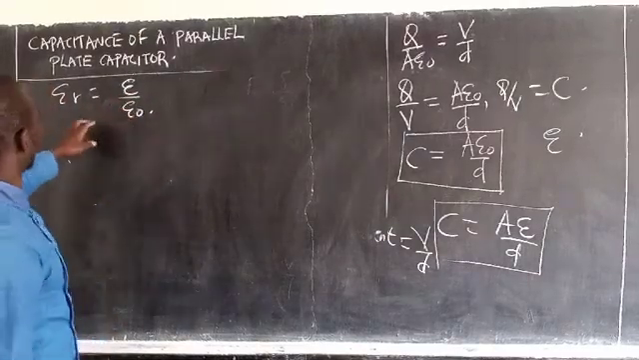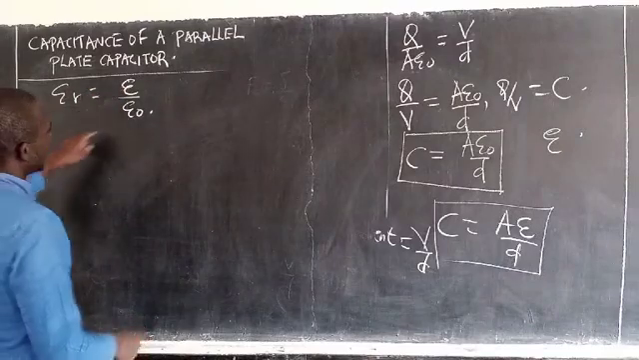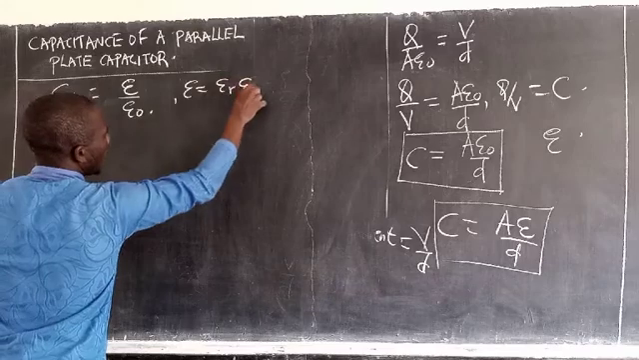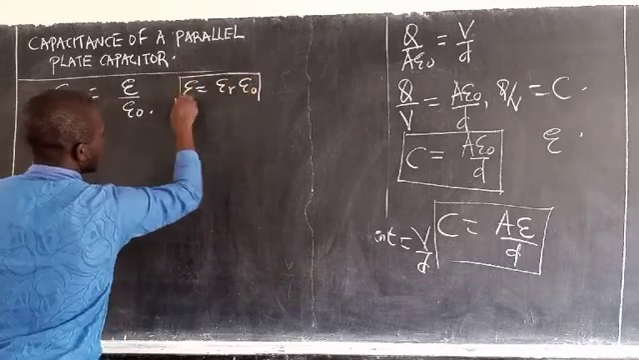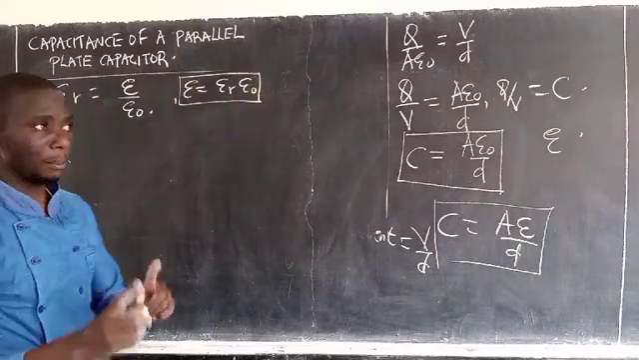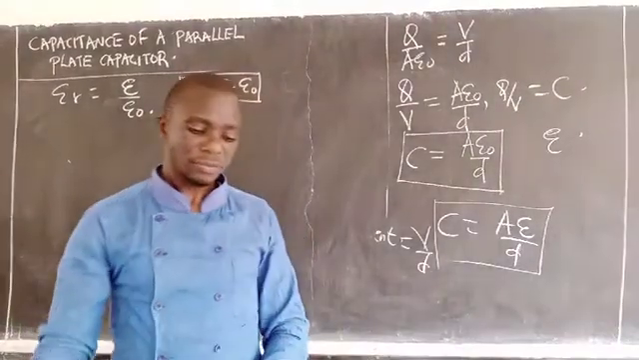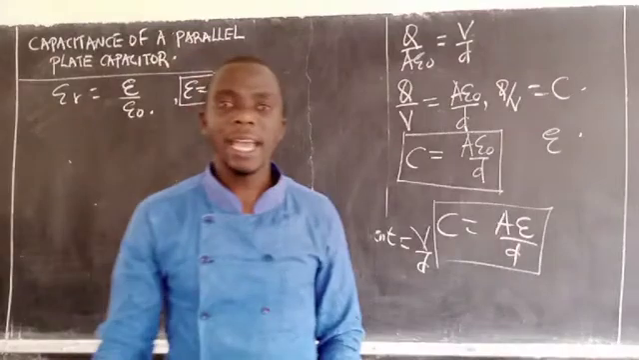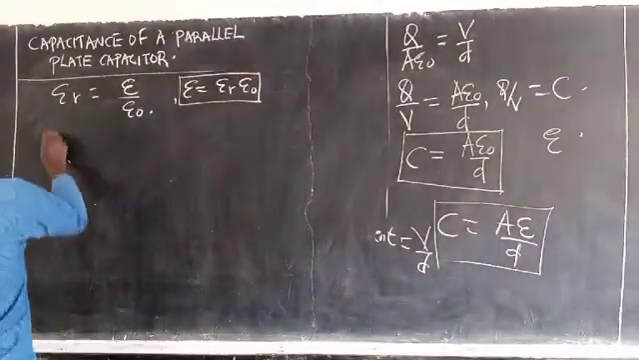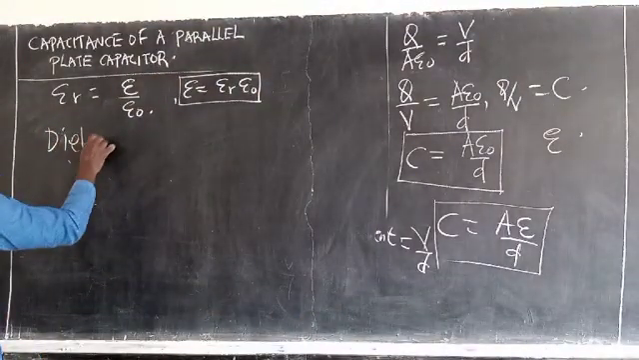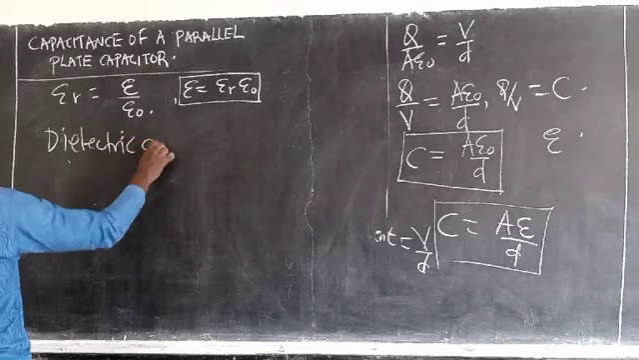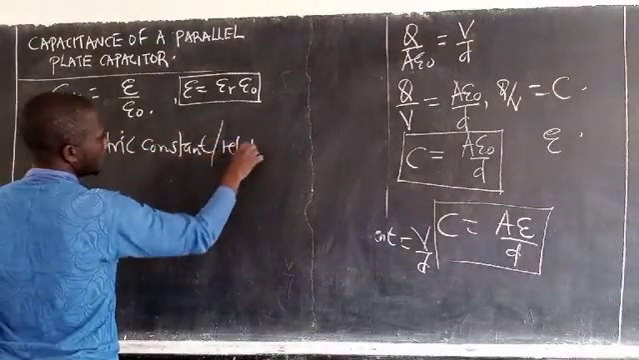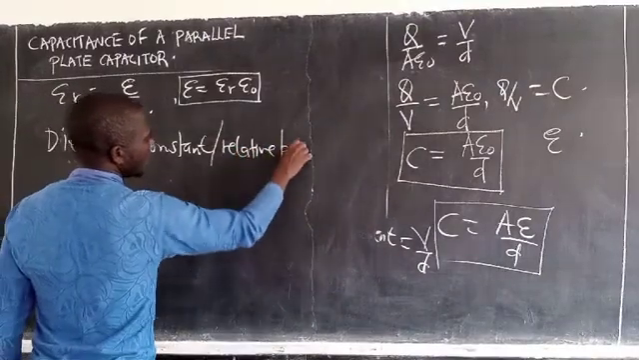And of course, in future, if we need this, you can see that epsilon will equal epsilon r times epsilon naught. We shall also use this at some point in the near future. And the definition: dielectric constant, or what you call relative permittivity.